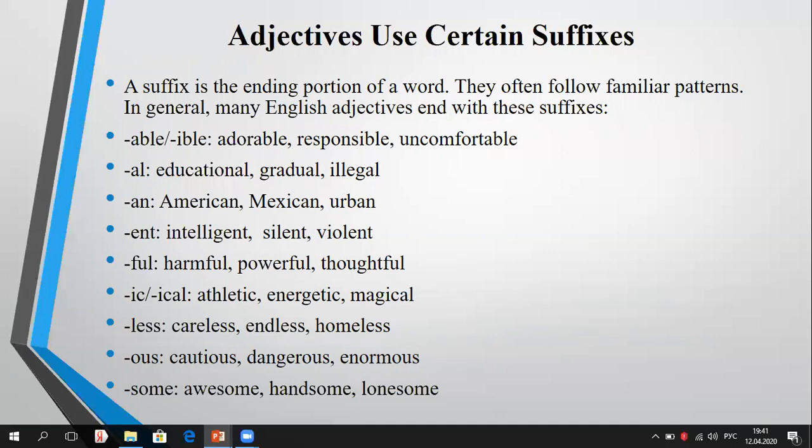Suffix able: examples, adorable, responsible, uncomfortable. Suffix al: educational, gradual, illegal. Suffix an: American, Mexican, urban. Suffix ent: intelligent, silent, violent. Also less: careless, endless, formless. Some: for example, wearisome, handsome, lonesome. This is the third function of adjectives.